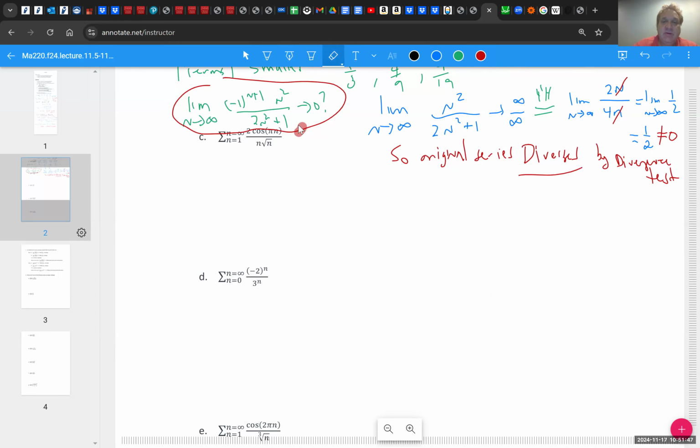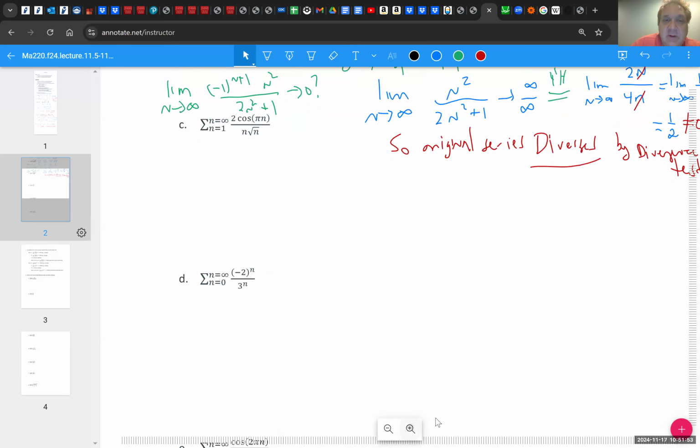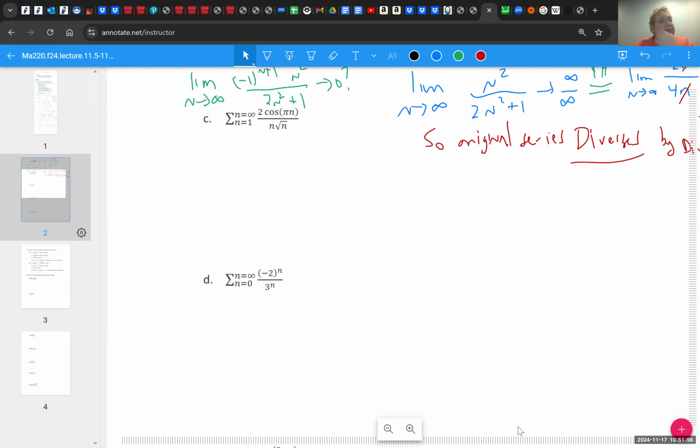Okay, let me get rid of that smudgy thing and that circle. There we go. So for example C, let me zoom in a little bit here. We have 2 cosine pi n over n root n. We don't have a negative 1 to the n, so it's possible this does not alternate. We have to make sure that if we're using the alternating series test, it does in fact alternate. And once again, I will demonstrate writing out some terms. n equals 1, n equals 2, n equals 3, etc. Write out some terms, right? That's my suggestion.